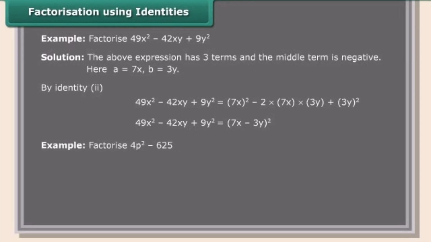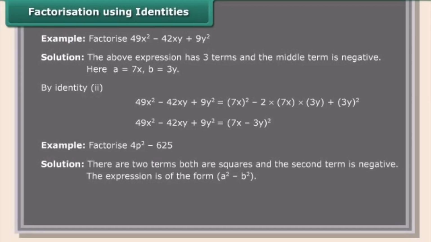Example: factorize 4p square minus 625. Solution: there are two terms, both are squares, and the second term is negative. The expression is of the form a square minus b square. By identity 3, 4p square minus 625 is equal to 2p whole square minus 25 whole square, which is equal to 2p plus 25 into 2p minus 25.